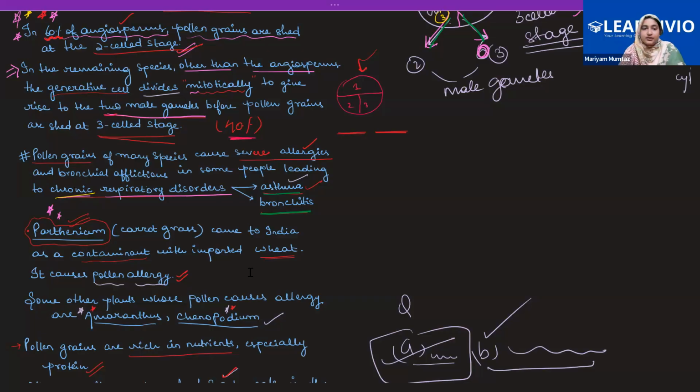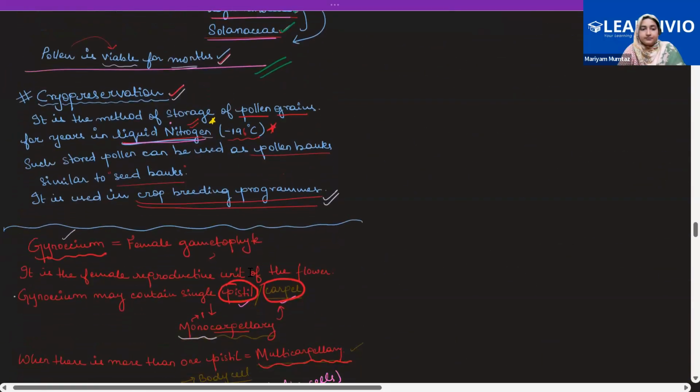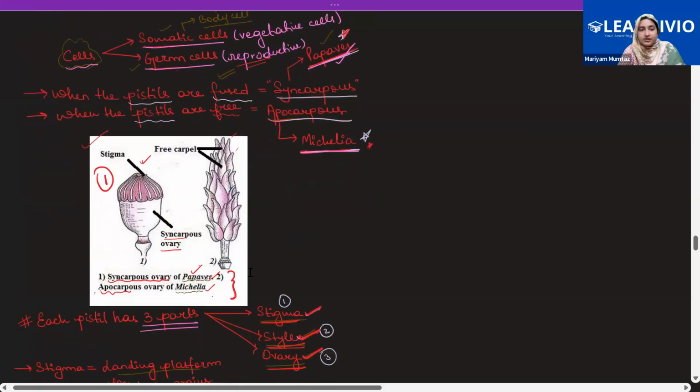Megasporogenesis. The definition of megaspore.